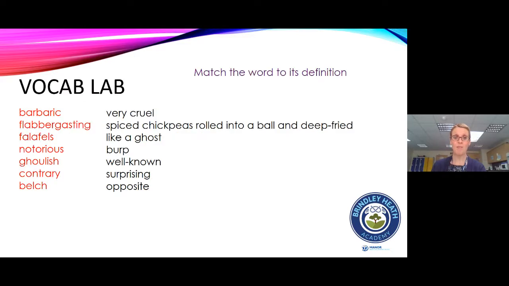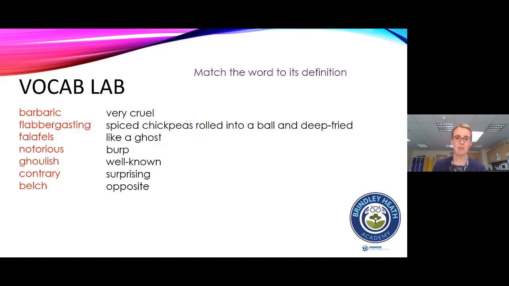Let's start with vocab lab. So I will read through the words in red. That's the vocabulary we're going to look at. If I read the word out and then you repeat it, say it out loud wherever you are in your bedrooms or your kitchens, say the word out loud to practice. So, barbaric, flabbergasting, falafels, notorious, ghoulish, contrary, and belch. Okay, those are our keywords for the day.